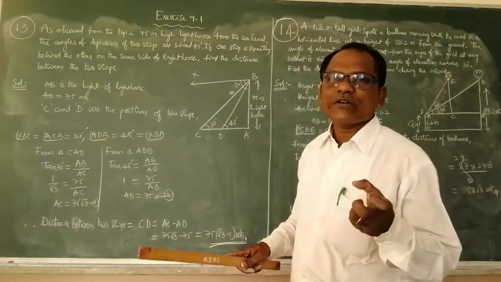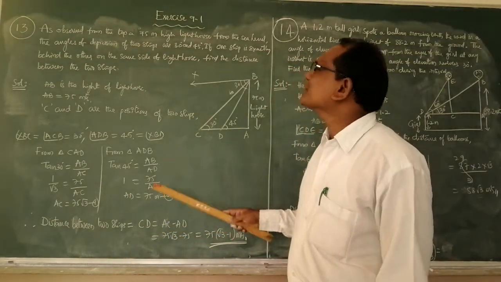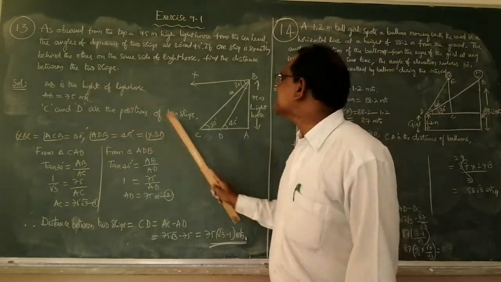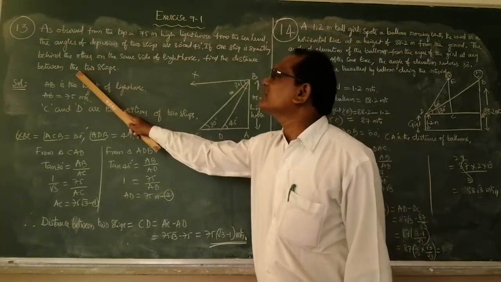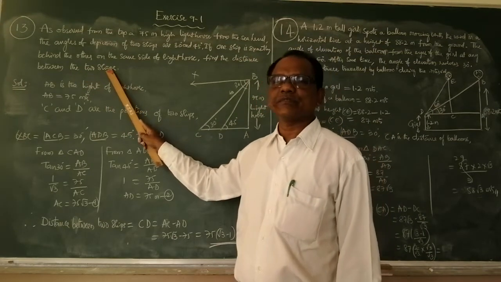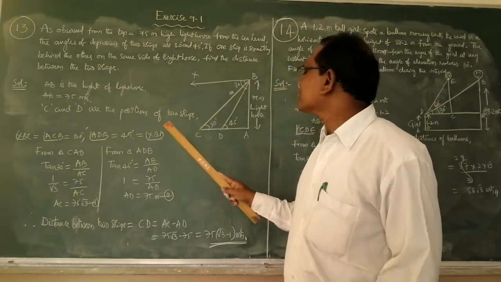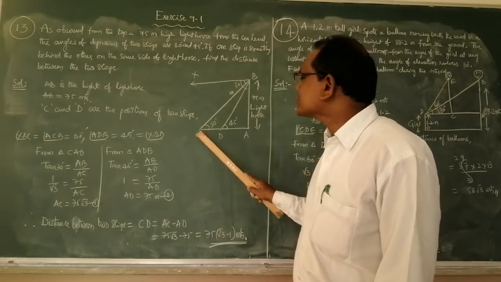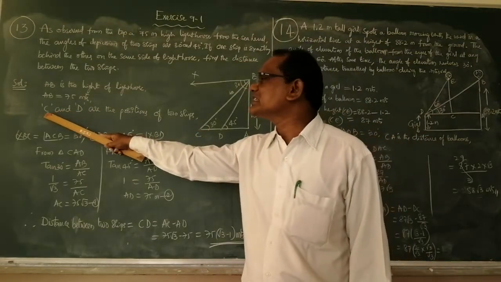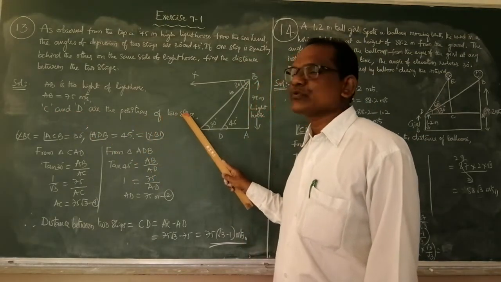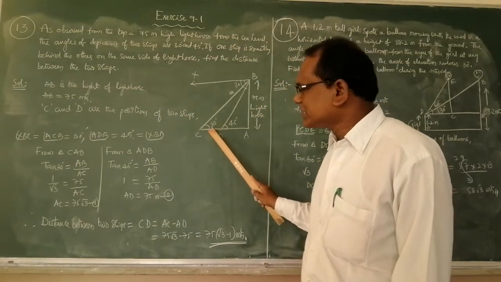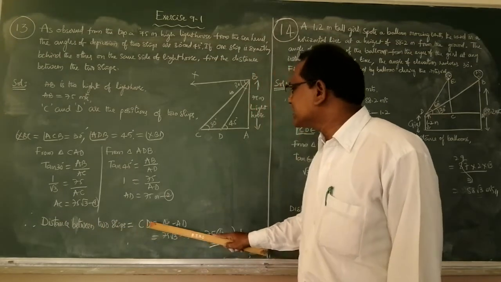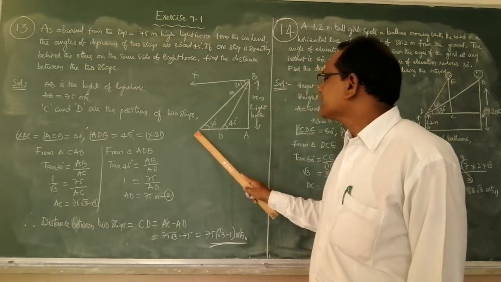Sir, what are we going to find out? We are going to find out the CD distance. What is the CD distance? Find the distance between the two ships. Where are the two ships? C and D are the positions of the two ships. Here is the CD length we have to find. How can we find out CD? Distance between two ships, CD equals, tell me, how are you going to find out?